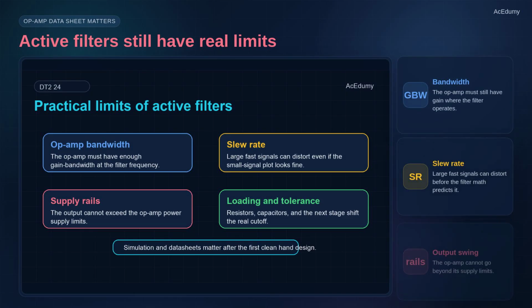Active filters are not magic. The op-amp must have enough gain bandwidth at the frequencies you care about. Large fast signals can hit the slew rate limit. The output cannot exceed the supply rails, and real resistor and capacitor tolerances shift the cutoff from the ideal value.